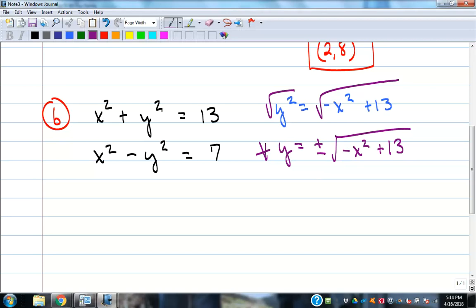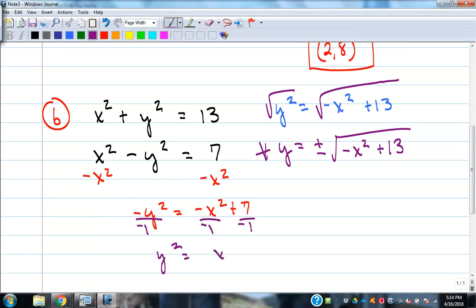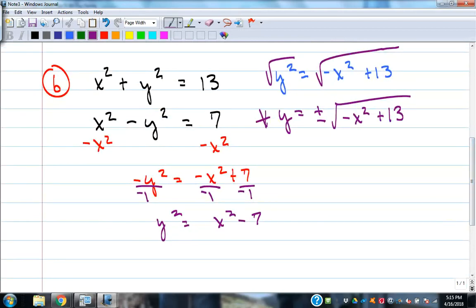Okay, so let's get the other equation, y by itself. Minus x squared, negative y squared equals negative x squared plus 7. I'm going to divide by negative 1. That's y squared equals x squared minus 7. Then I do the same thing. I'm going to take the square root. Y equals plus or minus the square root of x squared minus 7. Okay.